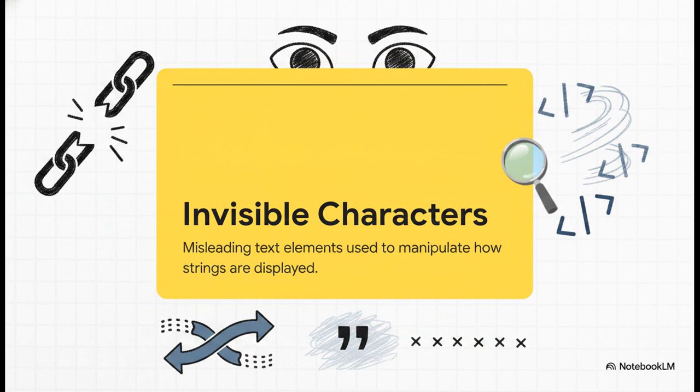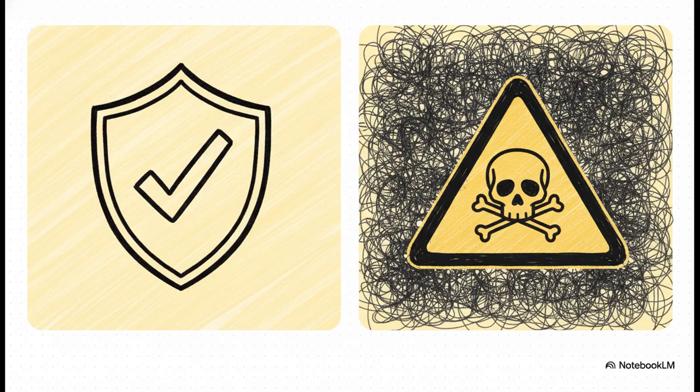If you don't know, these are essentially invisible or misleading text elements used to manipulate how strings are actually displayed on screen. Previously, Claude Code wasn't stripping these invisible characters or even lookalike quote characters from the tool inputs before showing you the permission preview. So this created a highly dangerous illusion.